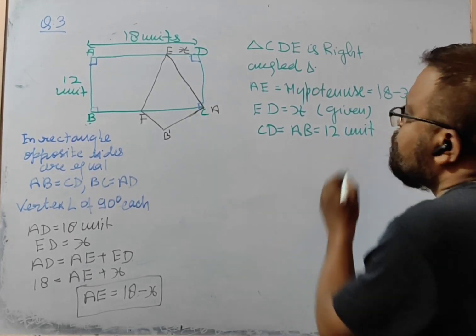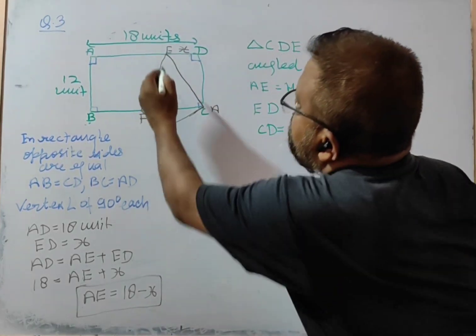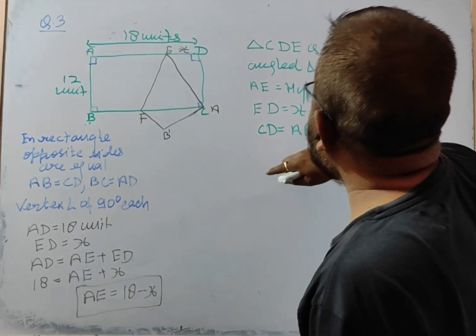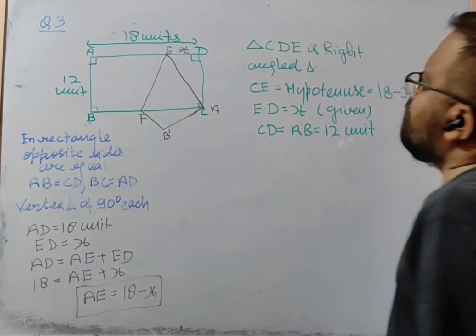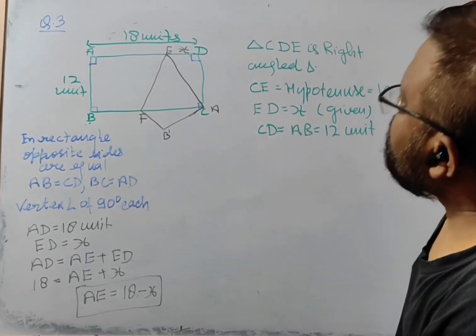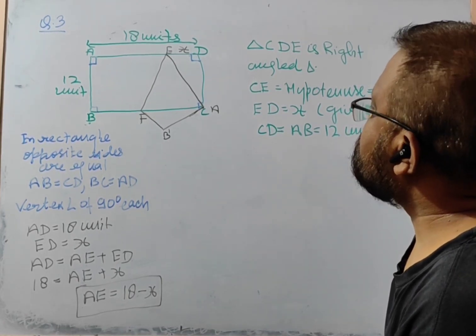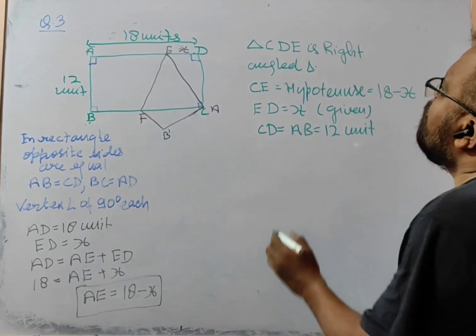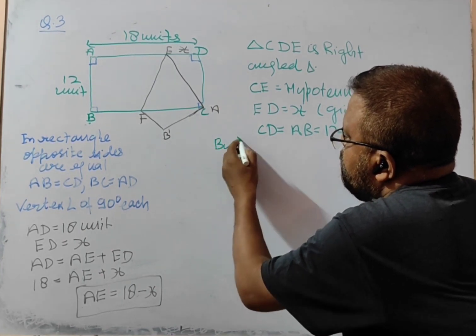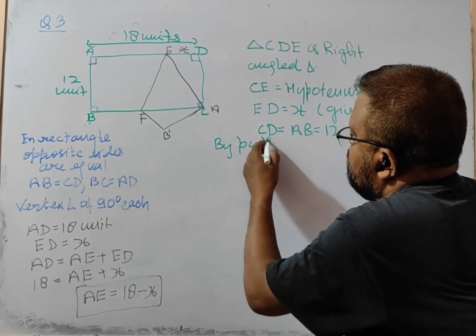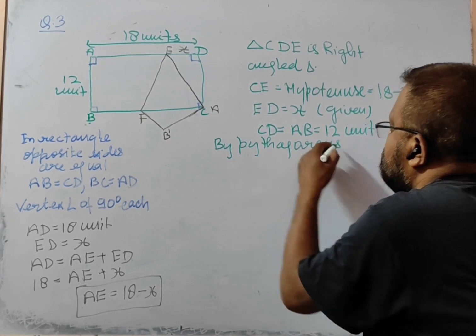Yeah, you can say yes. This is C. Sorry, this is C. C is the hypotenuse. ED is X, and CD is equal to 12. So now by Pythagoras theorem.